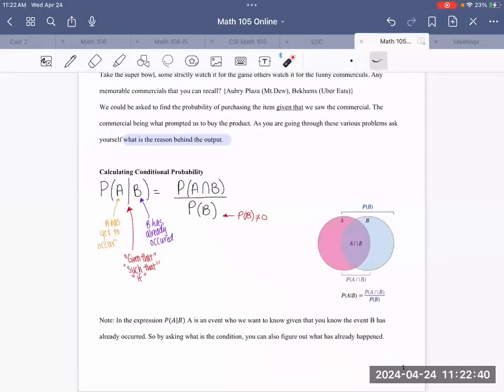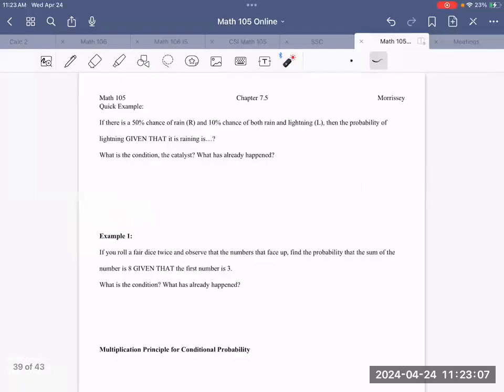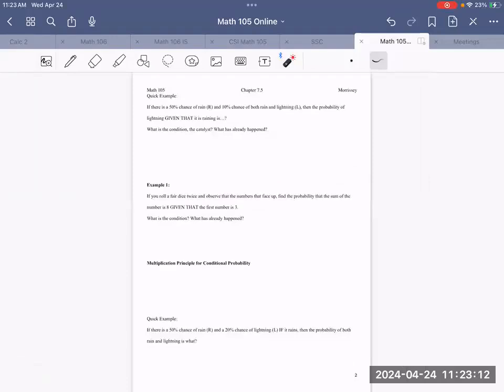If this isn't making sense quite yet, just bear with me until we get to a couple of our problems. It says, note in the expression P of A given B, A is an event whose probability we want to know, given that you already know B has occurred. So by asking what the condition is, you can also figure out what has already happened. Again, bear with me until perhaps example 2.